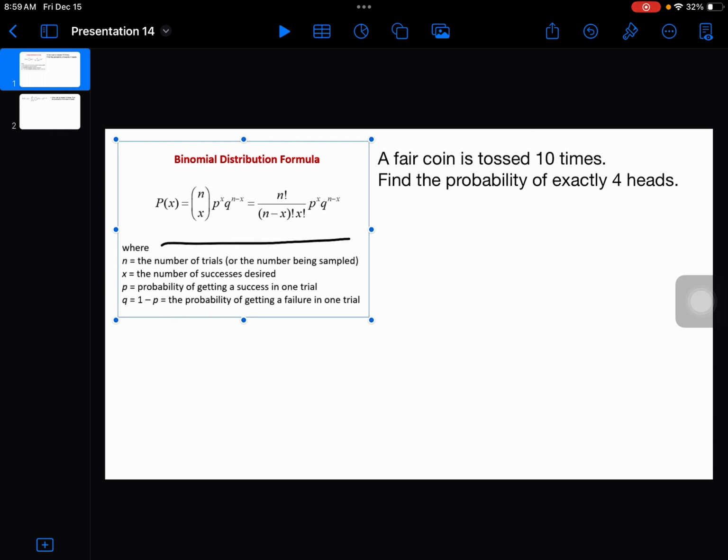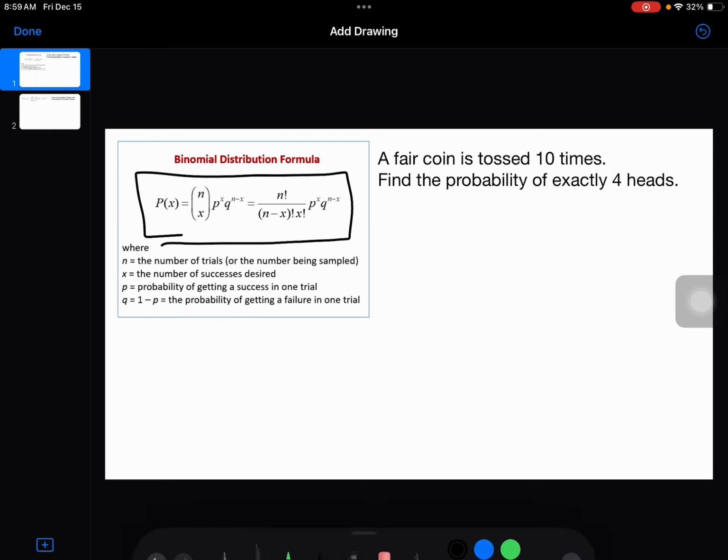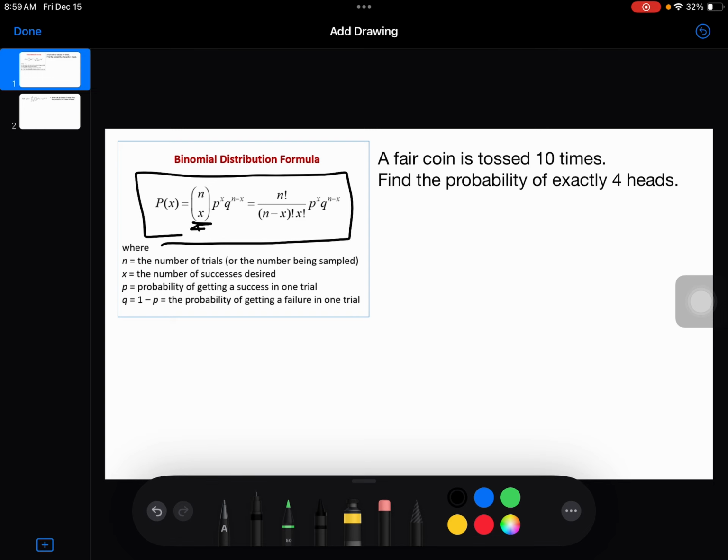Well, we're going to use this formula, the binomial distribution, where this is the combination. You might know it as nCr, but it's also written like that. If you get into a college course, you'll probably see it like that more often. And then that's going to be times the probability of success. In this case, success and failure are the same. Heads and tails are 50-50. Probability of success raised to the number of successes times the probability of failure raised to the number of failures.